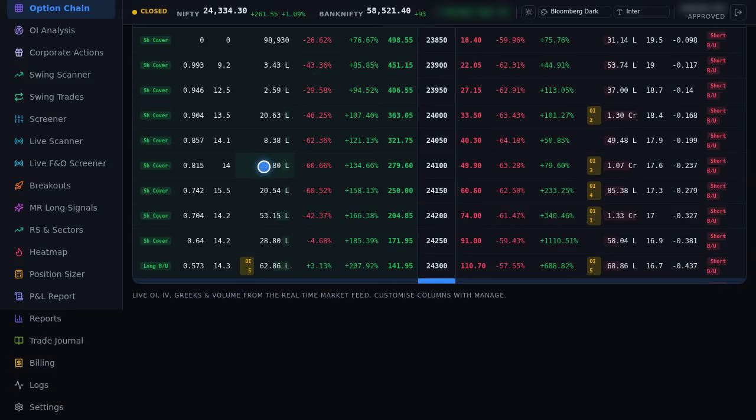Think of it like a swimming pool. Volume is how many people jumped in and out through the day, while open interest is how many are still in the water right now. High volume with rising OI means new positions are genuinely being built. High volume with falling OI means positions are being closed. Watching both together keeps you from being fooled by noise.